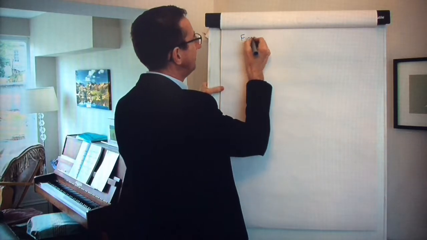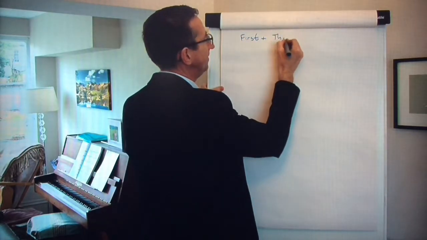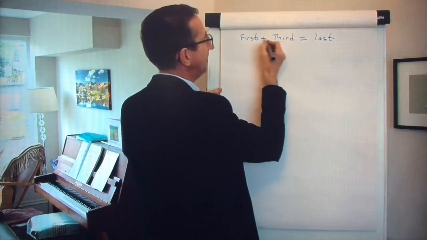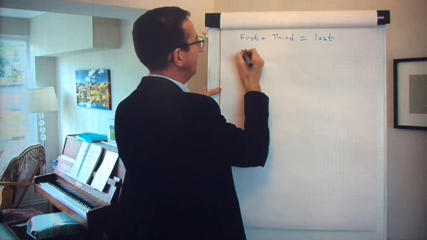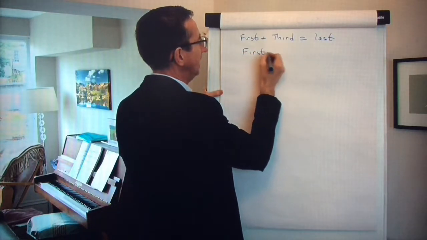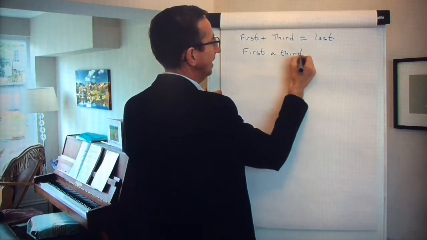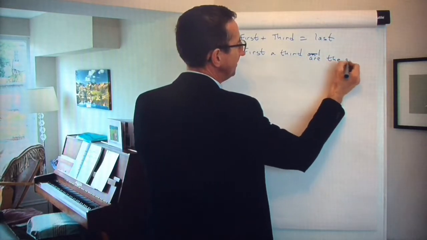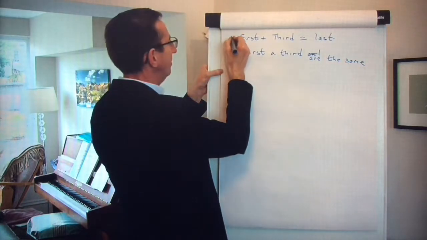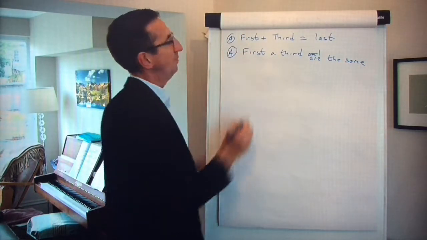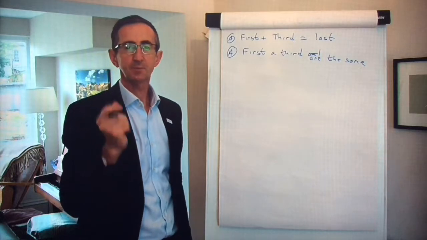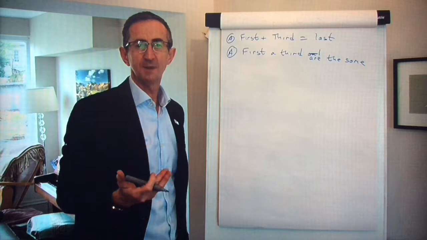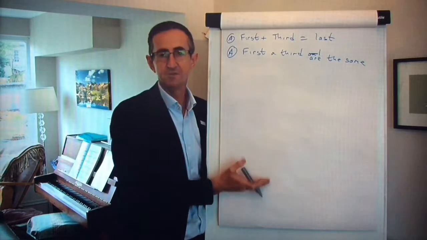The first add the third equals the last. No, sorry, the first add the third, or the first add the second equals the last. The first and the third are the same. So you now have two rules that make up a roof. All right? So then you go through a period of, and they quite like this bit, and it's quite important to go through these stages.